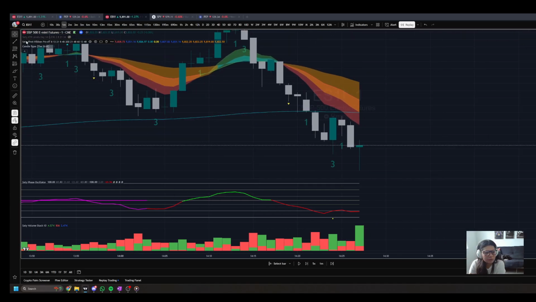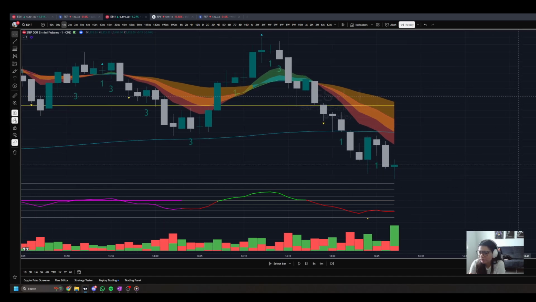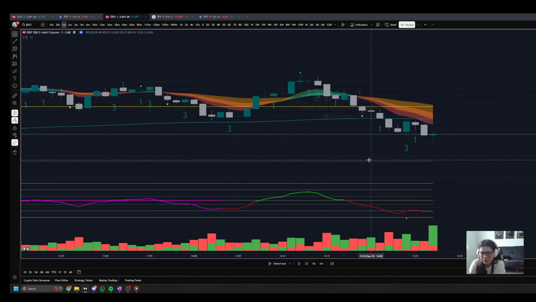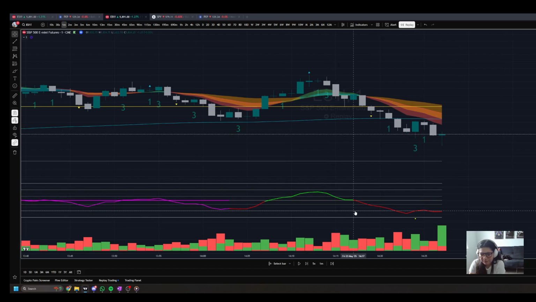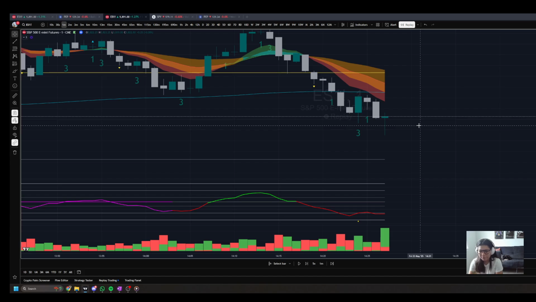And so this is what my screen looks like. You have the pivot ribbon, the ATR levels, and the phase oscillator right here, and then the volume stack. So just a quick recap. Basically, what I'm trying to do is find divergence between ES or SPX and the phase oscillator to enter trades.